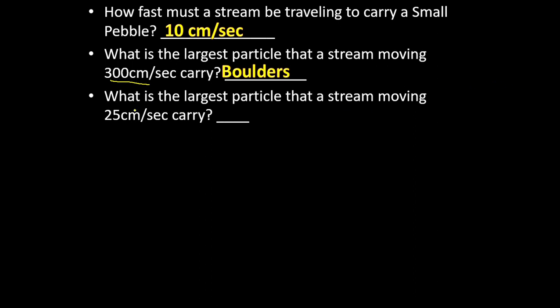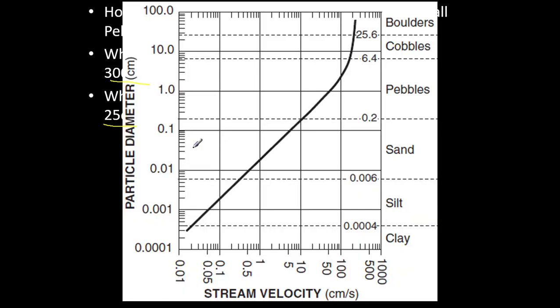Again, same thing. What is the largest particle that a stream moving 25 centimeters per second can carry? So we'll jump back here. Right, now 25. So now we're going to come down here, and I'm just going to erase really quick so we can get this out of the way so we can see it nice and clearly. All right, so 25. So again, this is 10.